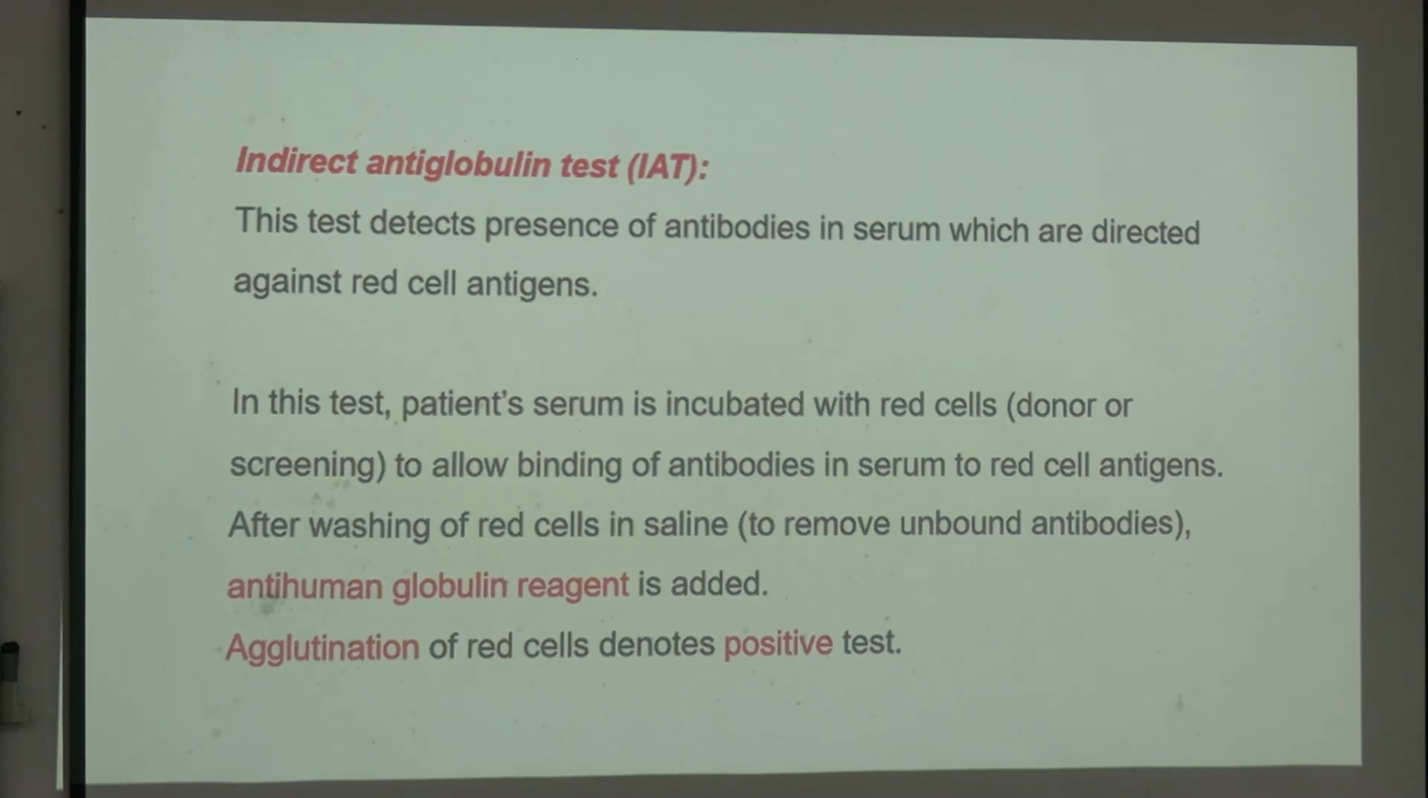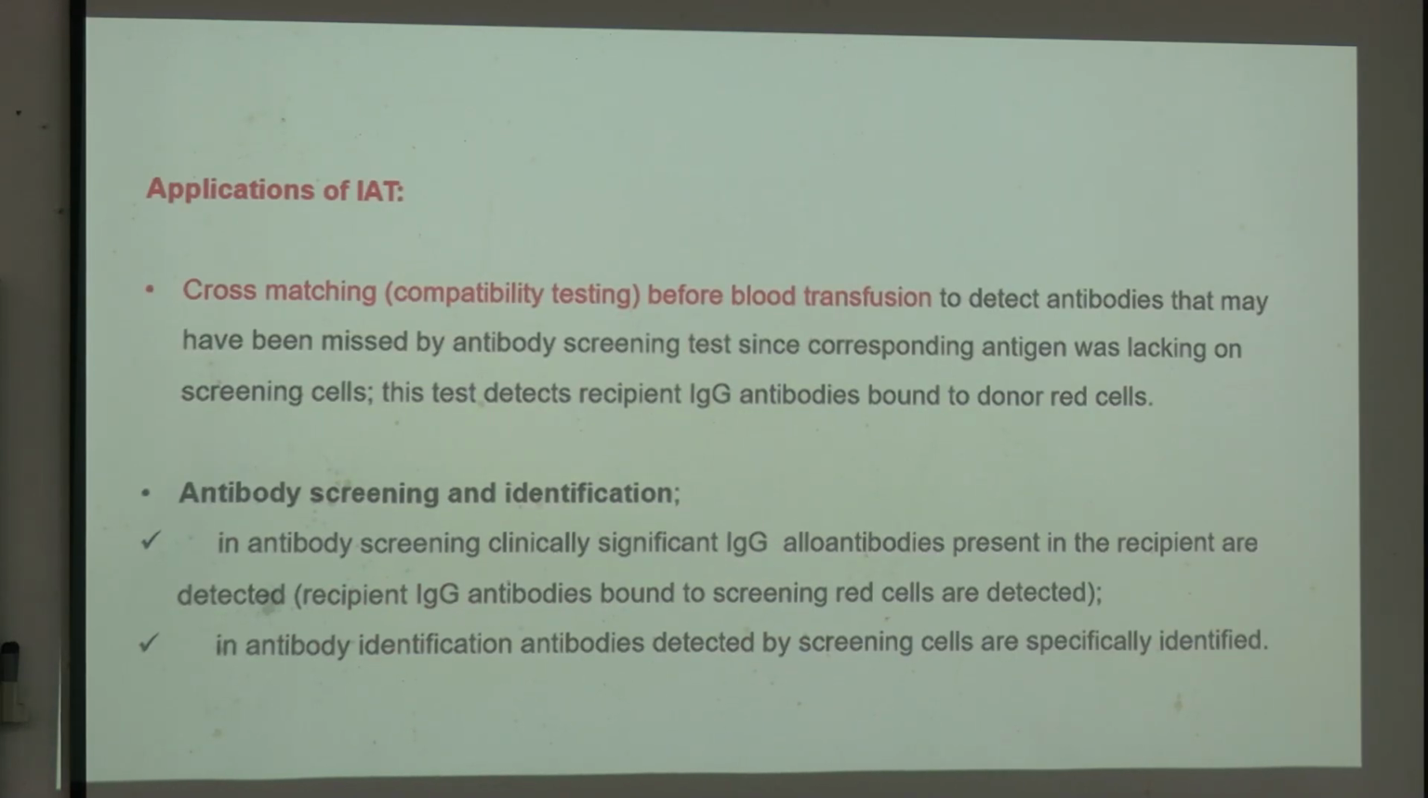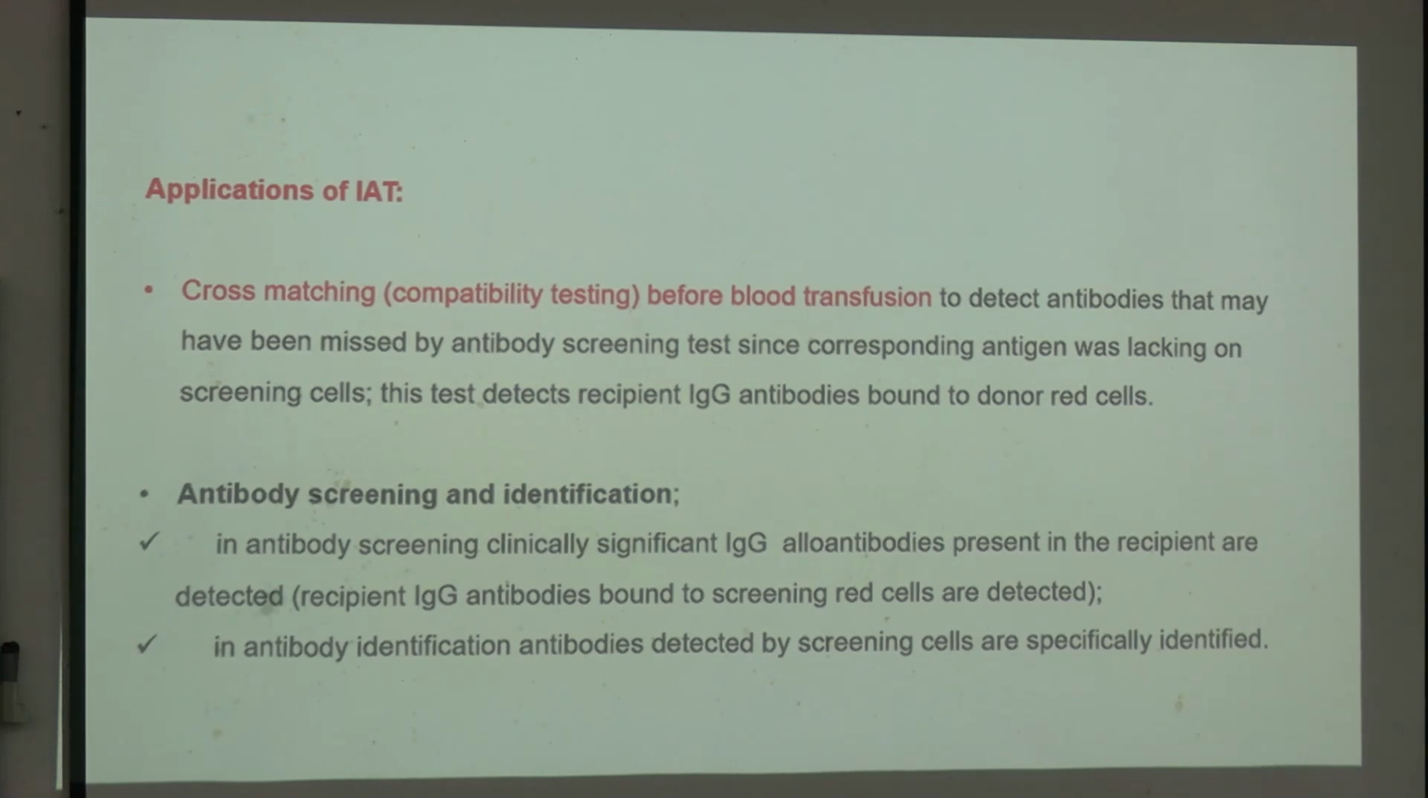and agglutination of red cells denotes a positive test. So the application of indirect Coombs test is in cross-matching or compatibility testing before blood transfusion, to detect antibodies that may have been missed by antibody screening test, since the corresponding antigen was lacking on screening cells. This test detects immunoglobulin G antibodies bound to donor cells.